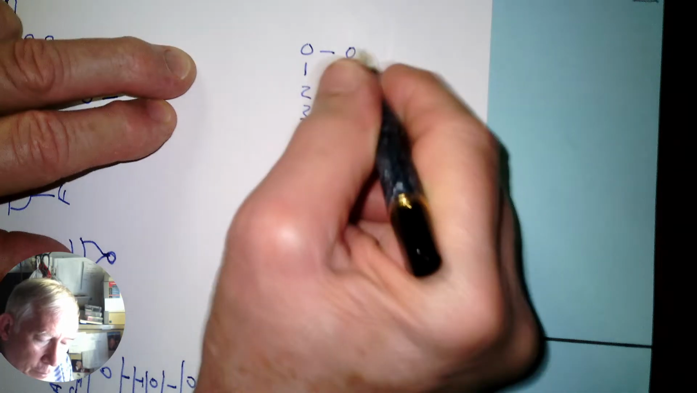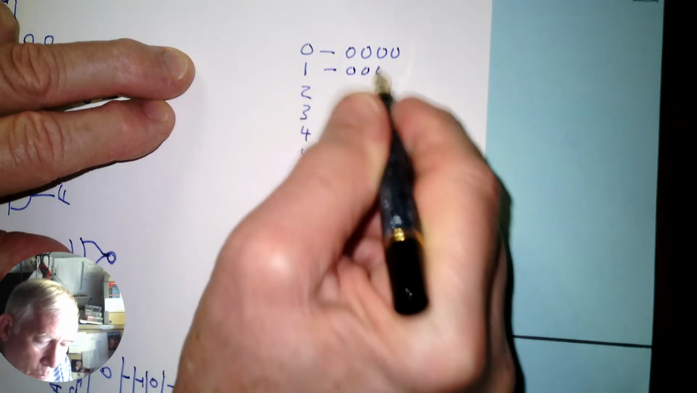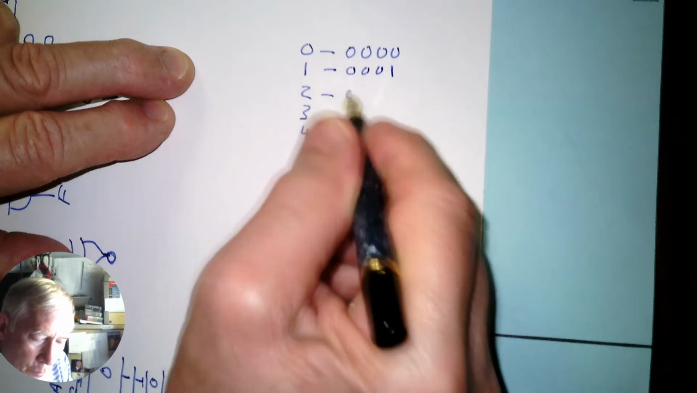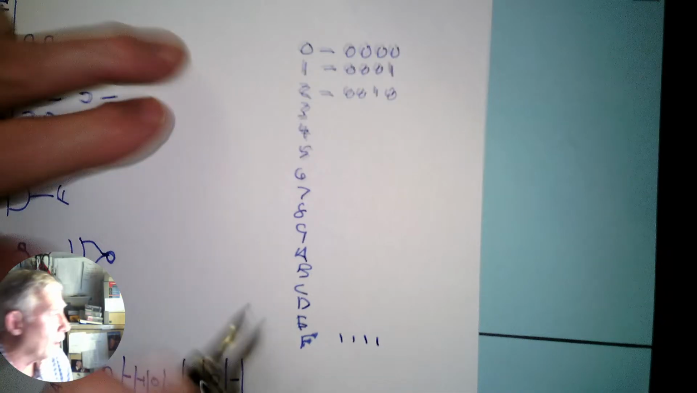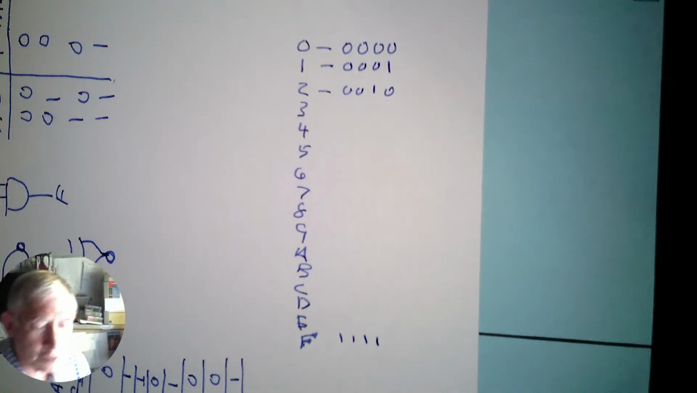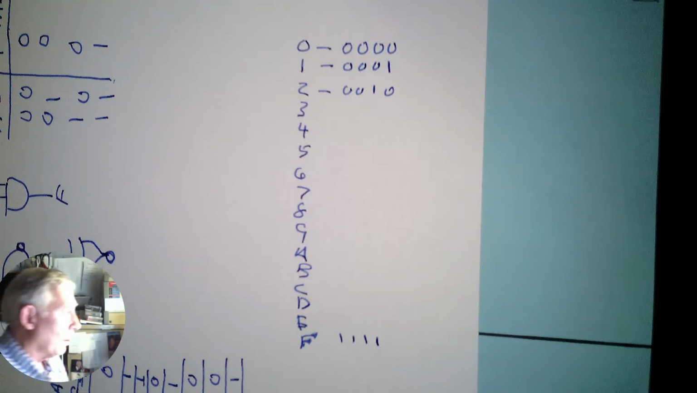Of course, 0 is easy. It's 4 bits, all 0. And 1 is 0, 0, 0, 1. And 2 is 0, 0, 1, 0. And so forth, all the way down to 1, 1, 1, 1. If you haven't done this, do it today. Make sure you get this knocked out, because you're going to use these the rest of your career. You just need to know them. Okay.